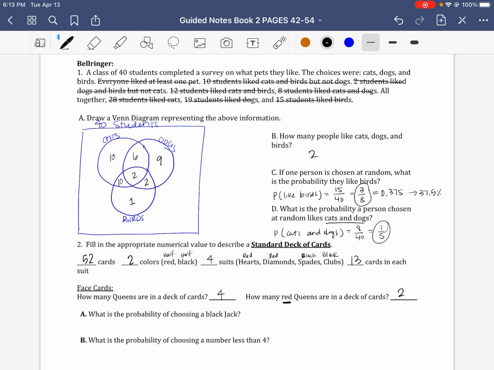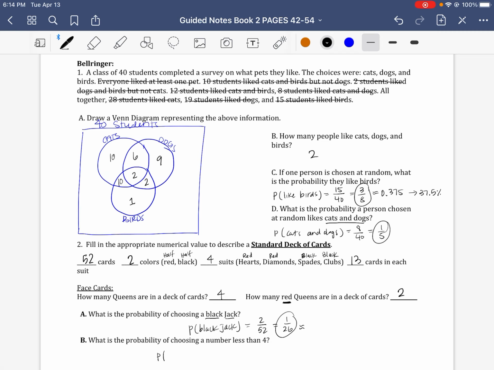So using probability, A says, what is the probability of choosing a black jack? So we think about how many black jacks are in the deck of cards. Well, again, there's 2 black suits. So that means that there are 2 out of the 52 total cards that could give us a black jack. If we simplify that, we get 1 over 26, or again, you can write it as a decimal if you'd like, or as a percentage. So not a super high likelihood there.